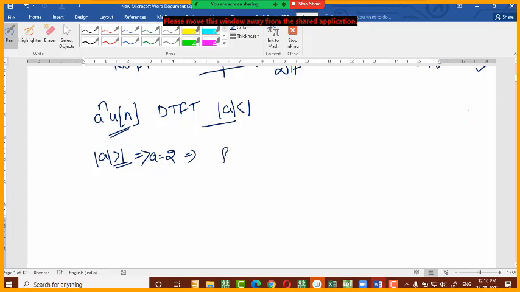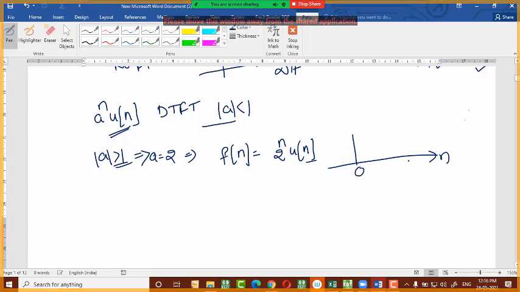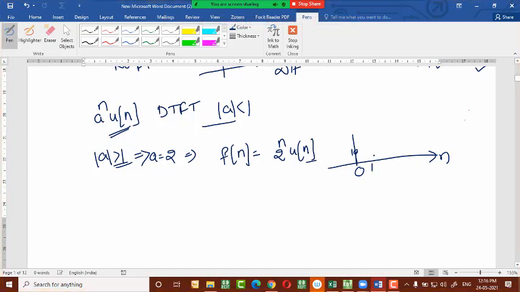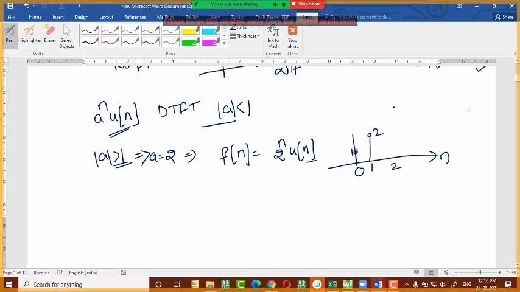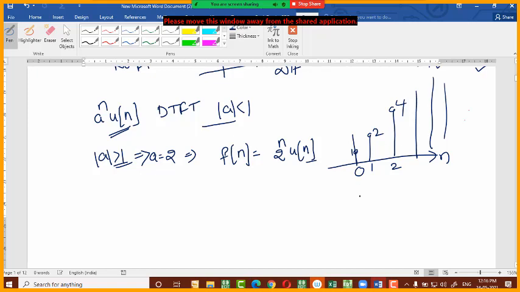So the given signal will become f of n is equal to 2 power n into u of n, because u of n means the signal is on the right side. At n is equal to 0, 2 power 0 is 1, so one sample. Next at n is equal to 1, 2 power 1 is 2. At n is equal to 2, 2 power 2 is 4. Like that, if you take n as infinity, 2 power infinity is infinity. So the signal amplitude is increasing, and we know that if the amplitude is infinity at n equal to infinity, that is called an unstable signal.